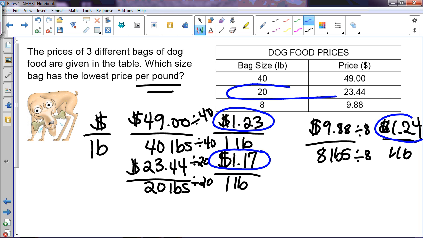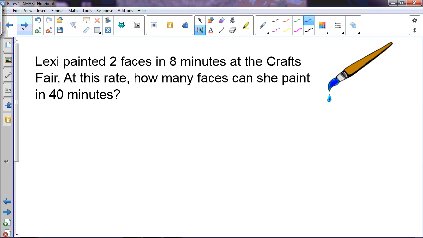So now that we can see the cost per pound, we can better understand which one is the best buy. So our 20 pound bag sells for the lowest price per pound.